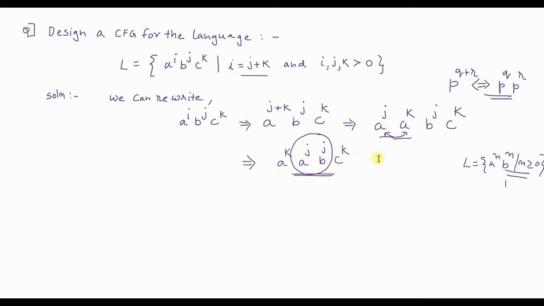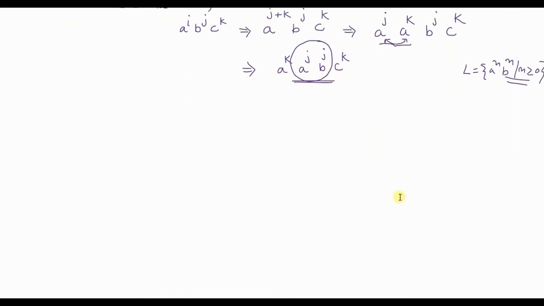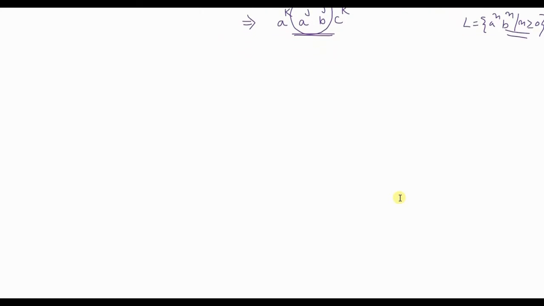So what we are going to do is break this problem into two parts. The first part is to calculate productions for a raised to j, b raised to j.